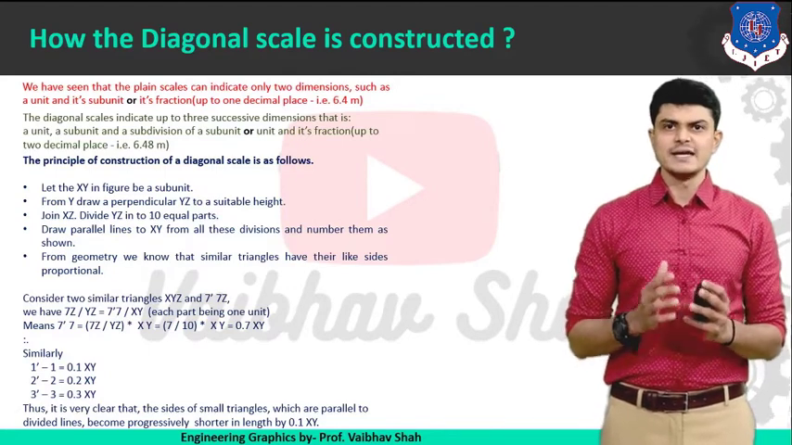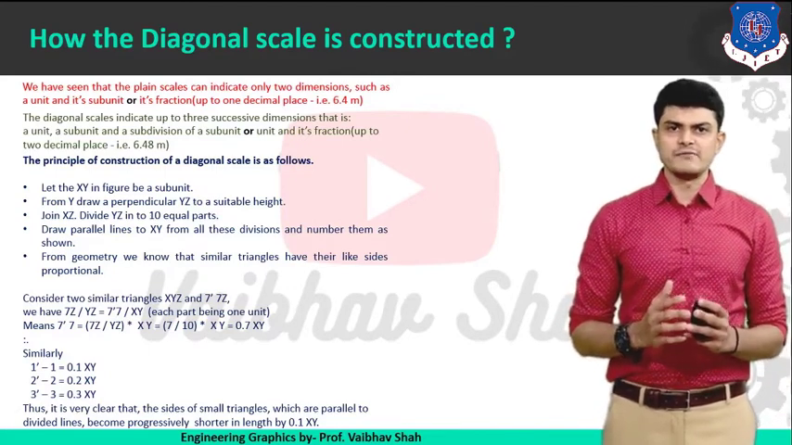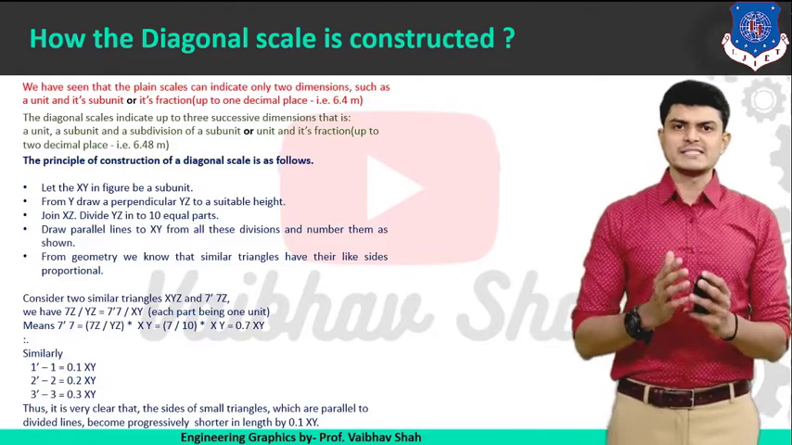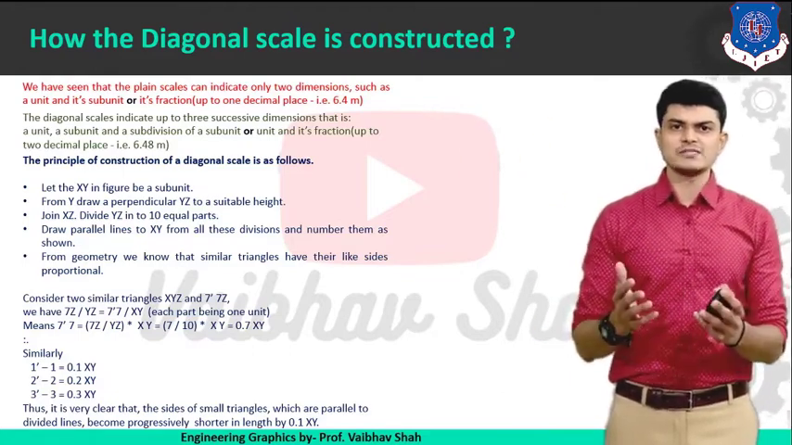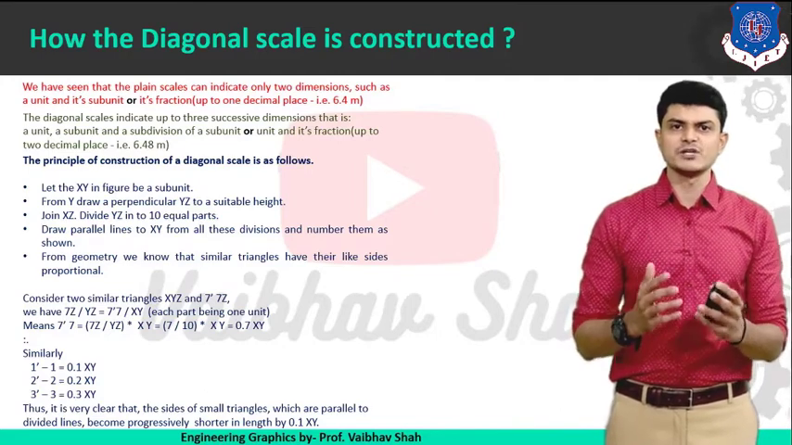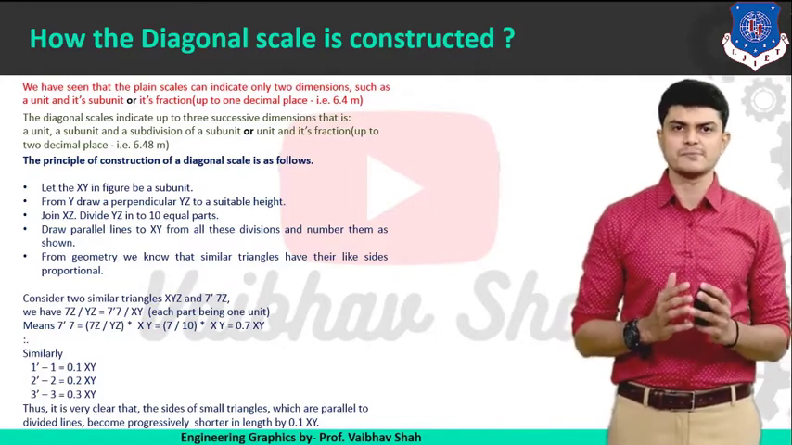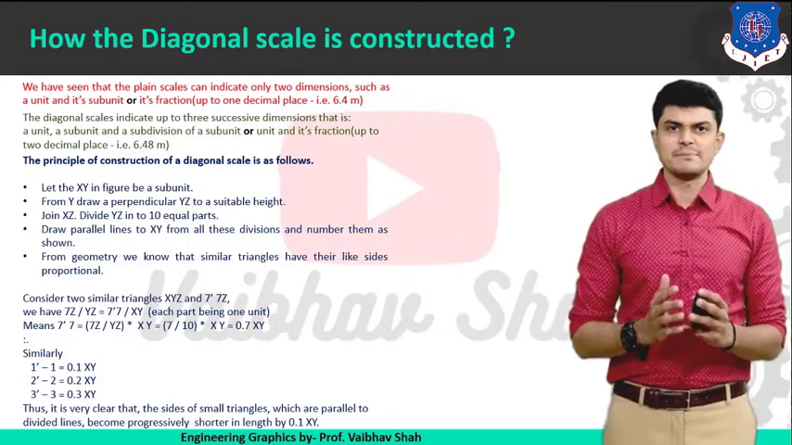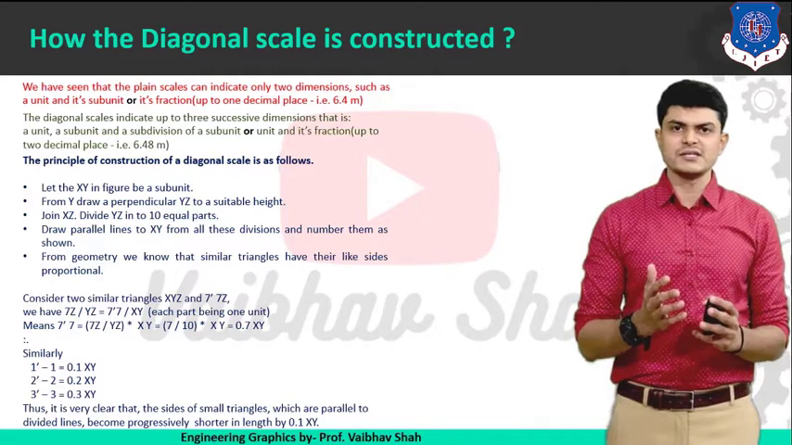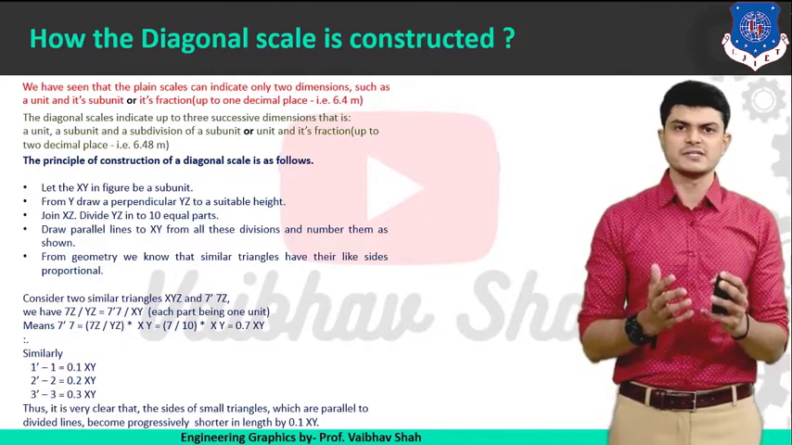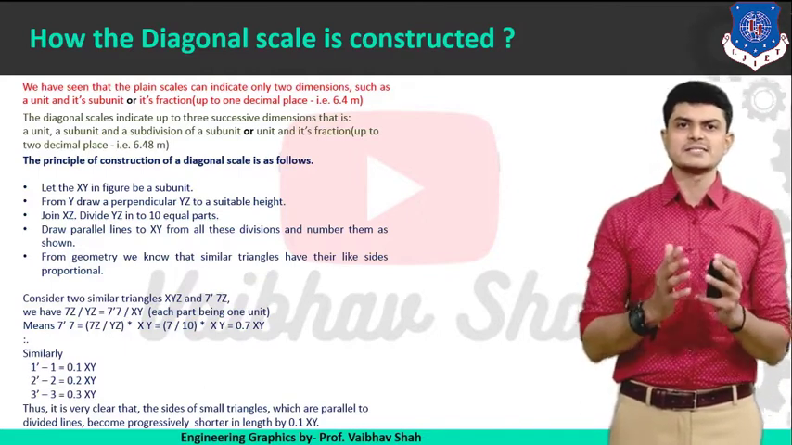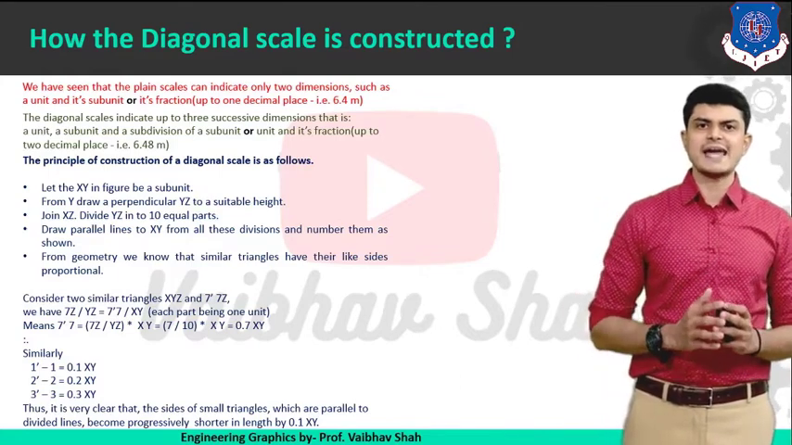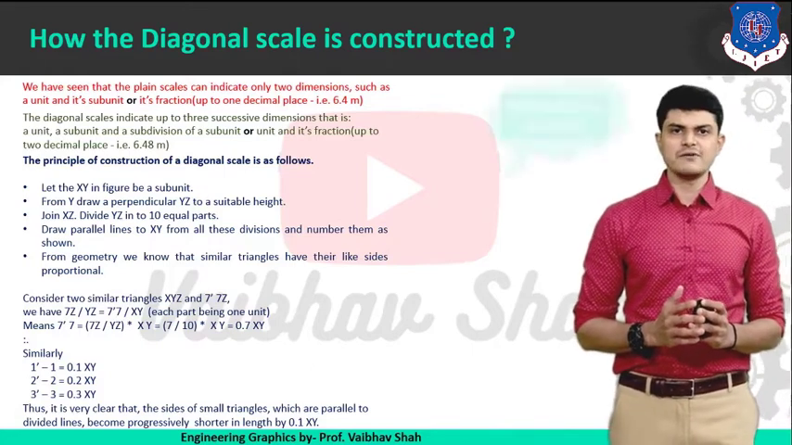As we know, in your normal plain scale, we can measure a unit and its fraction up to only one decimal place. While in the case of your diagonal scale, you have the flexibility to measure precise dimensions of a unit and its fraction up to two decimal places. That means you can measure up to unit, subdivision, and you can also measure the divisions by this diagonal scale. Now let us understand the procedure of the diagonal scale. So now we'll see the procedure.